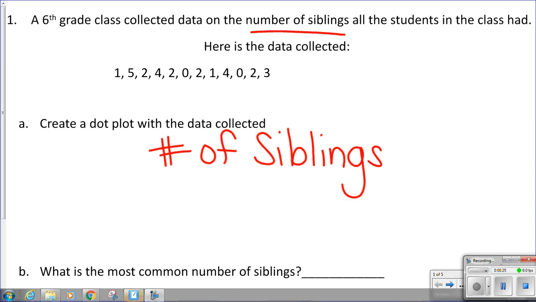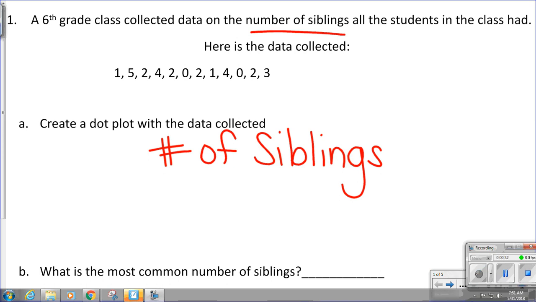You will not be able to get a 100 on the test if you do not have a title. Next thing, you need a line. And underneath the line, you need some numbers. You do not only put the numbers that are there, you need to put all the numbers in between. So you look for the lowest number and the highest number and put all numbers in between.